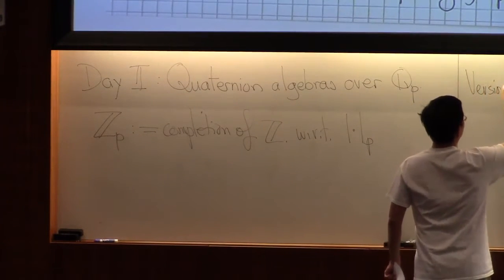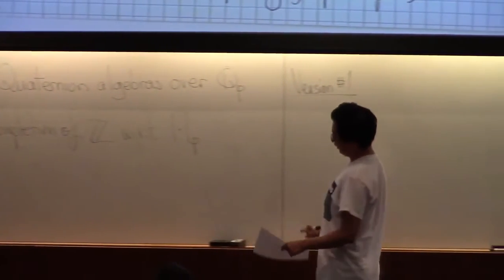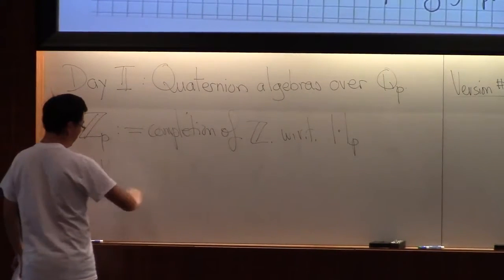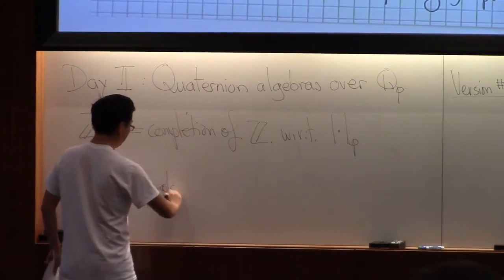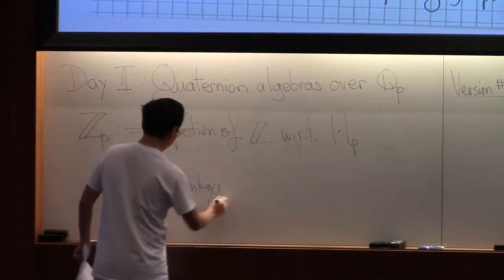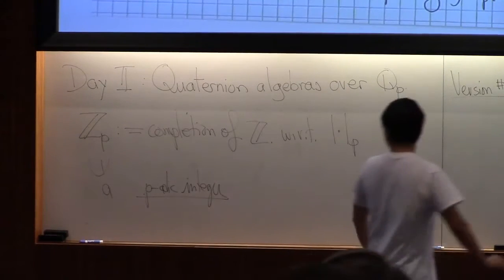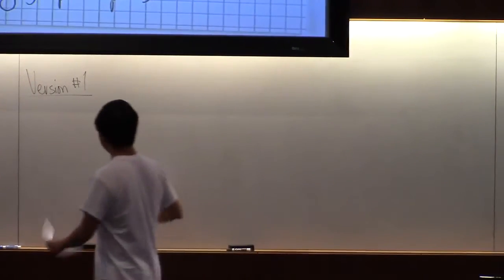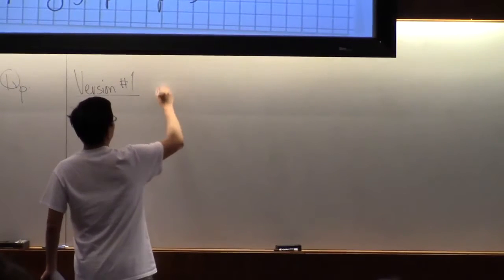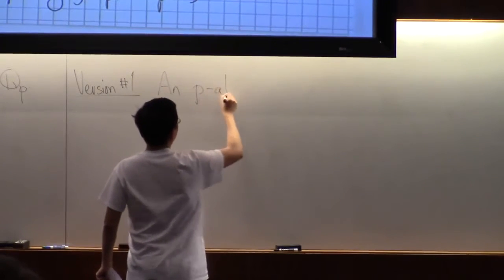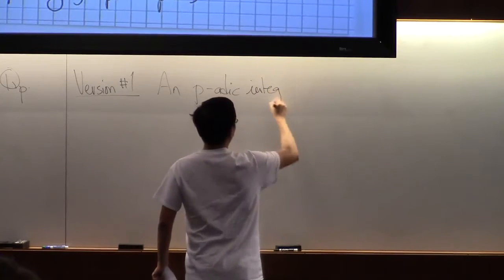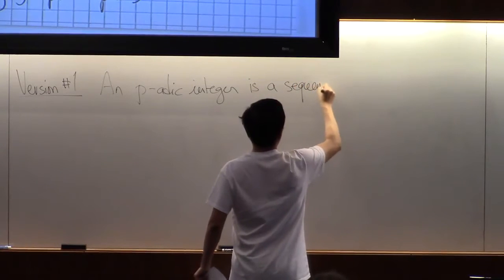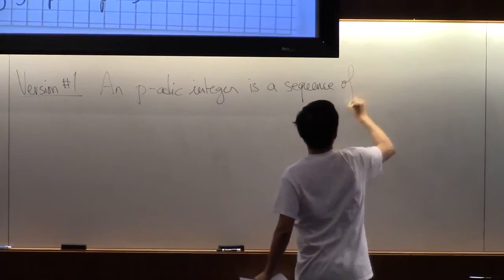So my understanding of what an element in Z_p is, say A, is called a p-adic integer. I'm going to give three understandings of a p-adic integer. The first understanding of a p-adic integer is a sequence of integers.